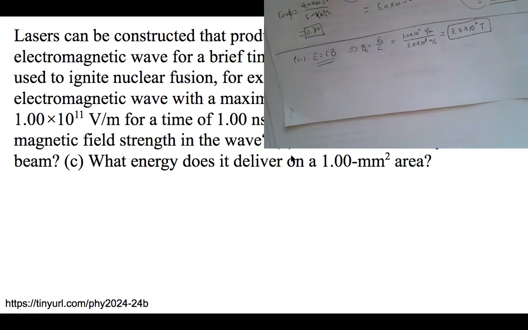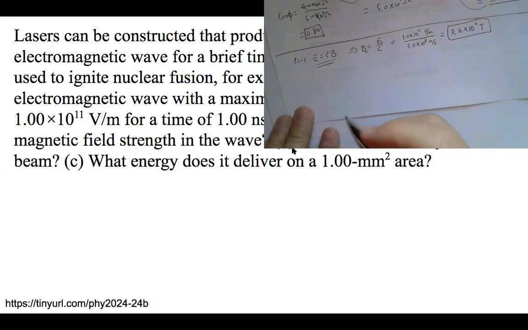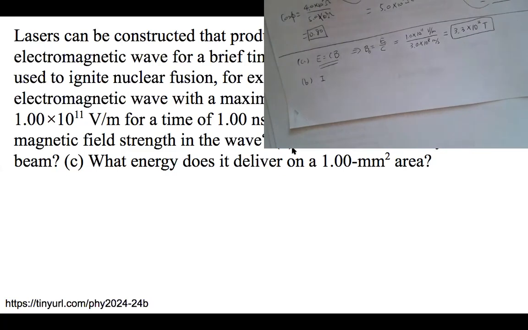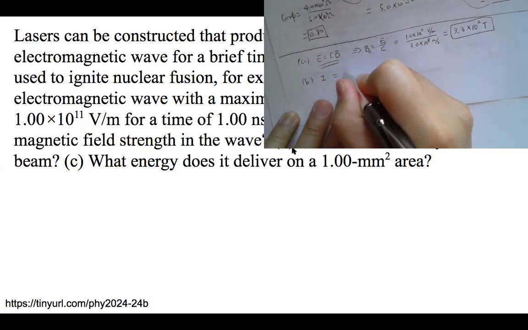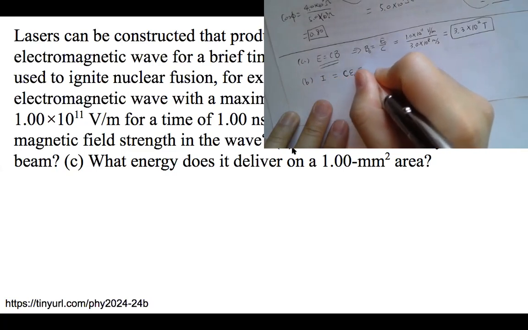Okay. Now, the second one here, part B, is asking what's the intensity of the beam. All right. So the second one is looking for intensity. So you want to know the equation for intensity of an EMF wave. Okay. So intensity then equals, all right, I equals C times epsilon 0, okay, times E squared.